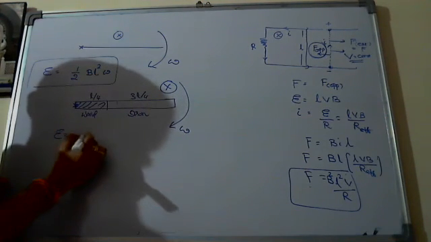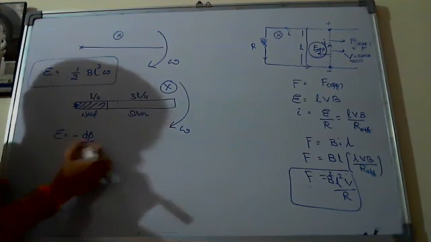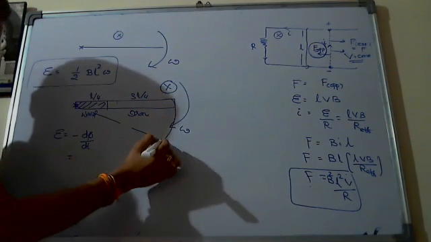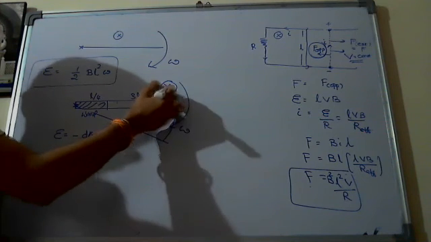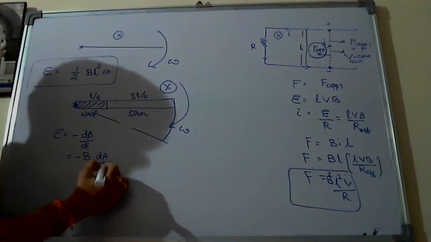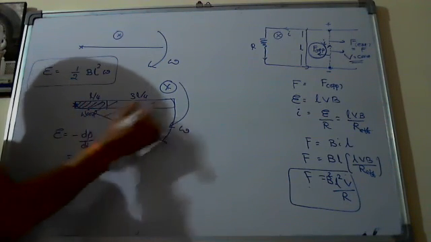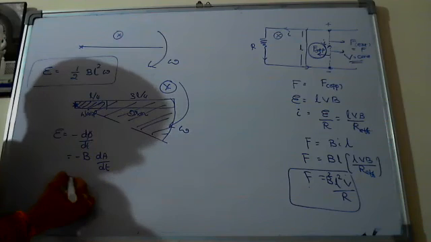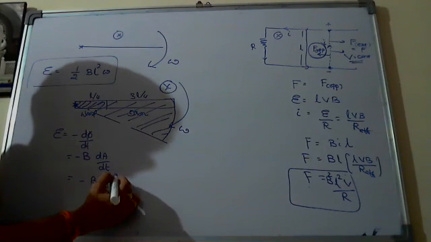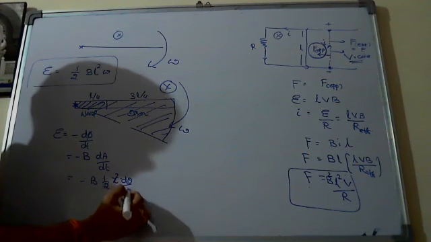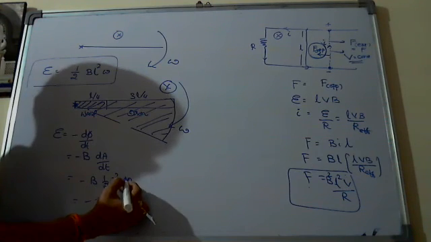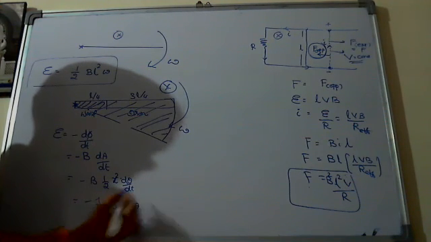E is derived from minus d phi by dt. When it comes to some other position from here to there, in the constant magnetic field, I can write minus B into dA by dt. The area covered will be in the form of a sector. Sector area is half r square theta, means half x square theta. Then half B x square d theta by dt is omega.